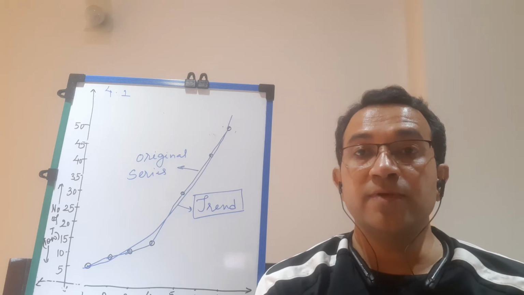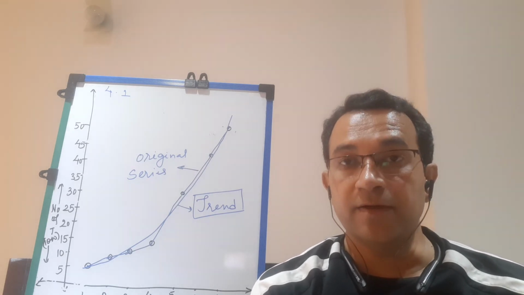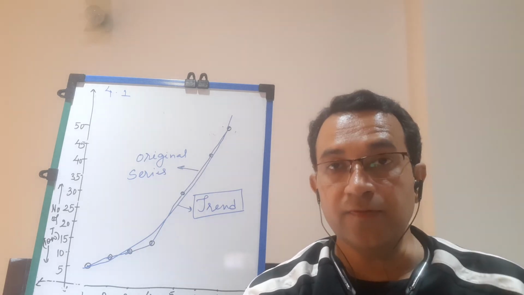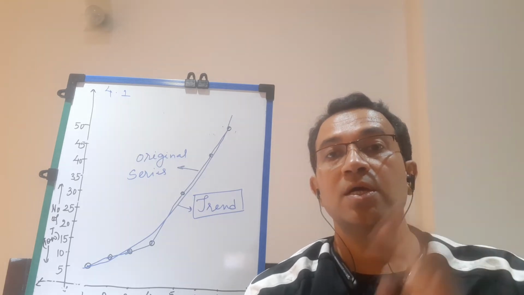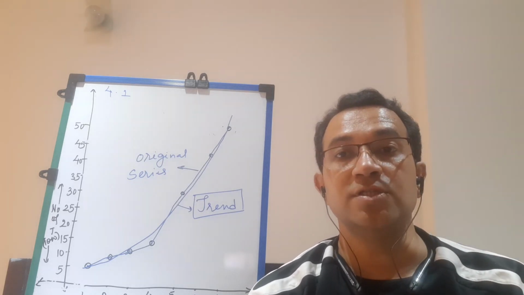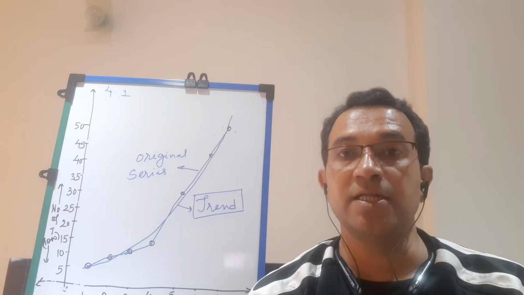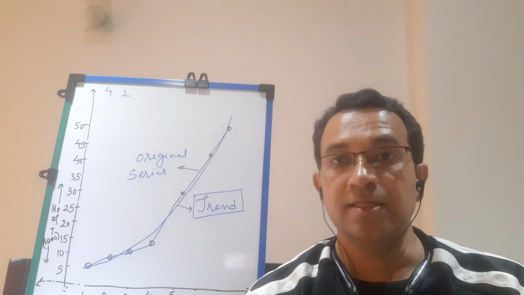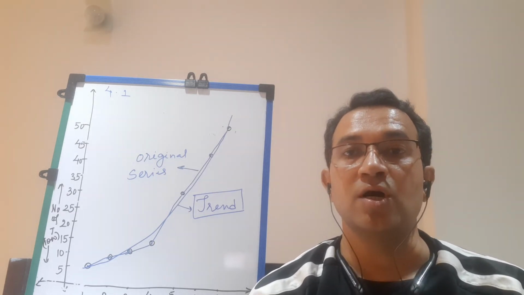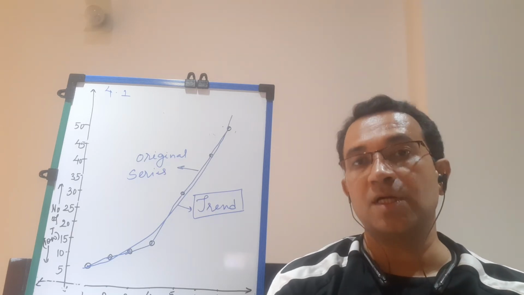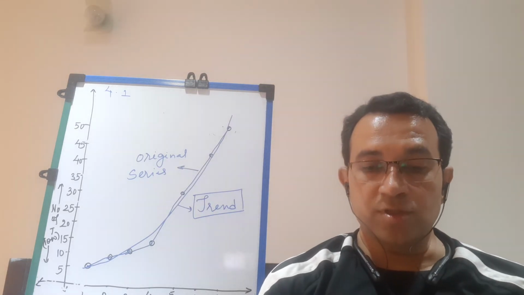So the difference between linear trend and trend. Whenever it is only trend, we have to draw a freehand curve nearby the points of the original series. And whenever it is linear trend, then and then only, students, we should draw a trend line. Clear? Now students, the third sum.